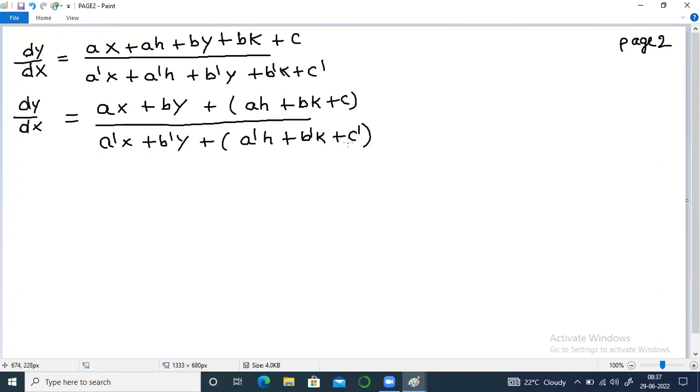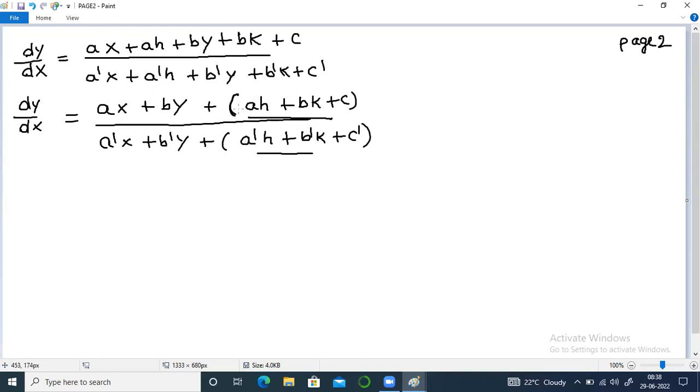Now what is the case? It is looking like the beginning equation, and it is still not homogeneous, but I can make these two terms zero because h, k are what I select. h, k are two variables I have selected, so I can take h, k such that this term and this term become zero.